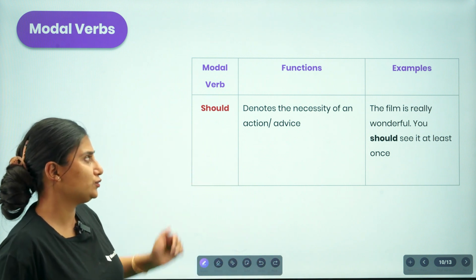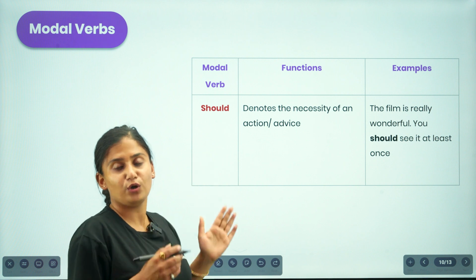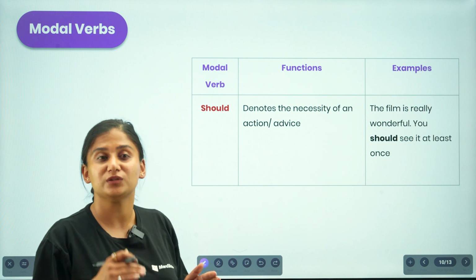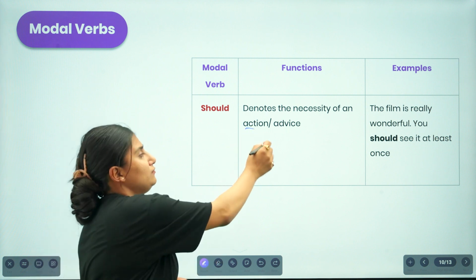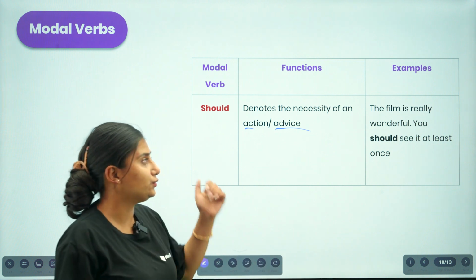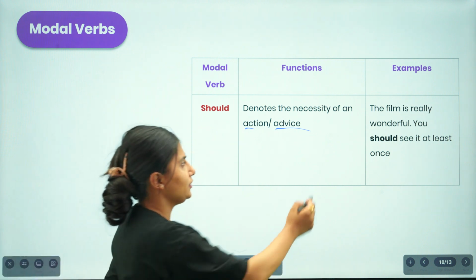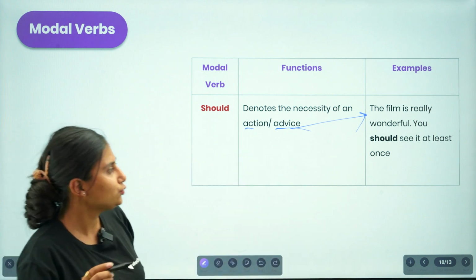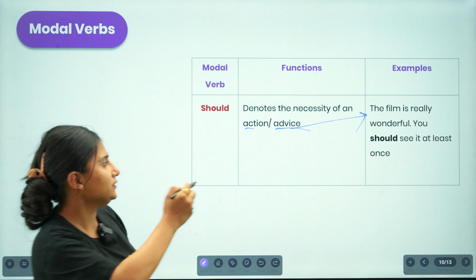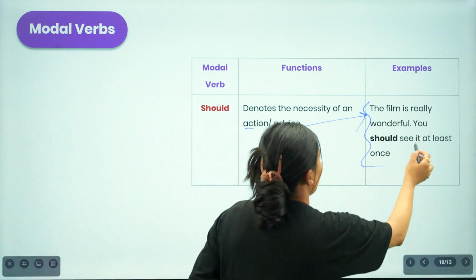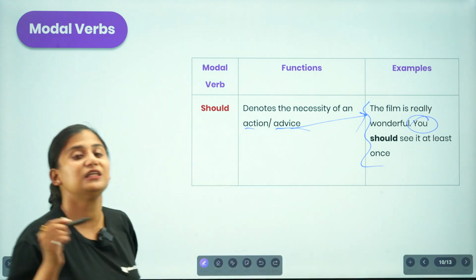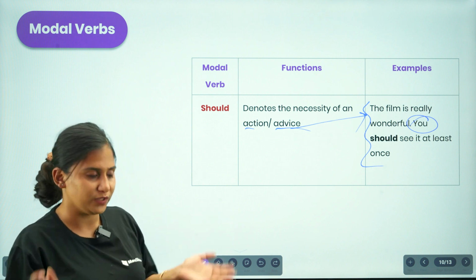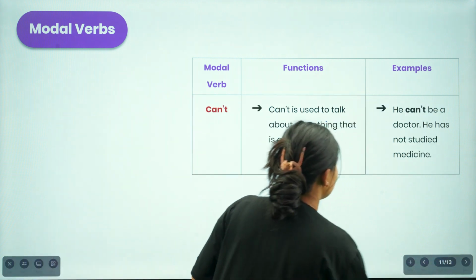So let us move to the next one, that is should. We use should in order to denote the necessity of an action. In order to make the subject know that the action you are planning to do is a must, we use should. And another one, in order to provide advice as well, we use should. For example, the film is really wonderful, you should see it at least once. So the speaker is advising you to see the film at least once because it's quite wonderful.